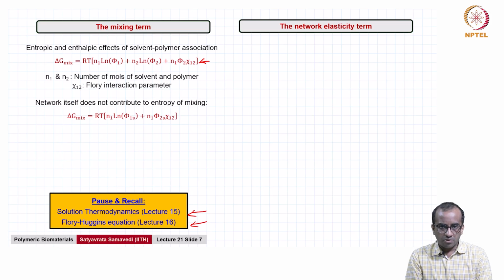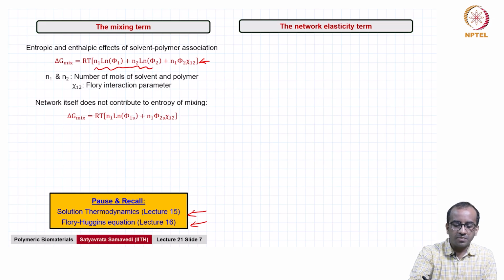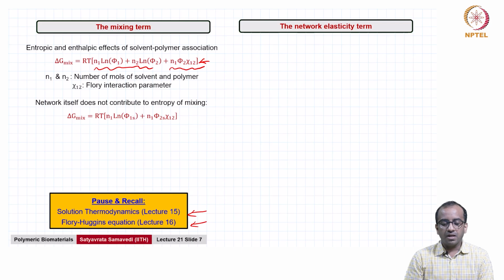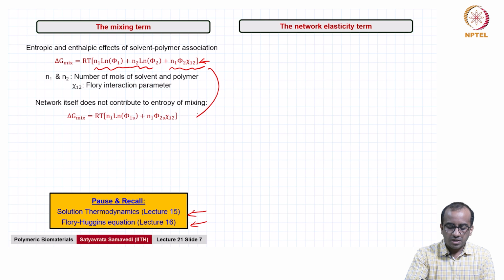One important point to note here is in this case, in a hydrogel network, the network itself does not contribute to entropy of mixing. So these are the entropic terms, this is the enthalpic term. In this case, the network itself is one giant macromolecule. So it is entropically, it is configurationally constrained. So it is not going to contribute anything to the entropy. So that term drops out. So this now becomes simplified to this expression.